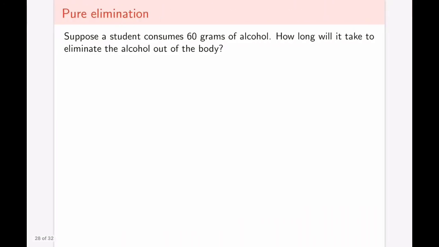Now, what if we assume so-called pure elimination? So a student consumes some amount of alcohol and no longer takes in any additional amounts on some time intervals. How long will it take to eliminate the alcohol purely out of the body? So here, our setup is still the same. So my formula still holds, minus 10.1 A_t over 4.2 plus A_t. Now, the original initial amount is 60, which means that we can now simply plug this number in and calculate the further amounts as we go.